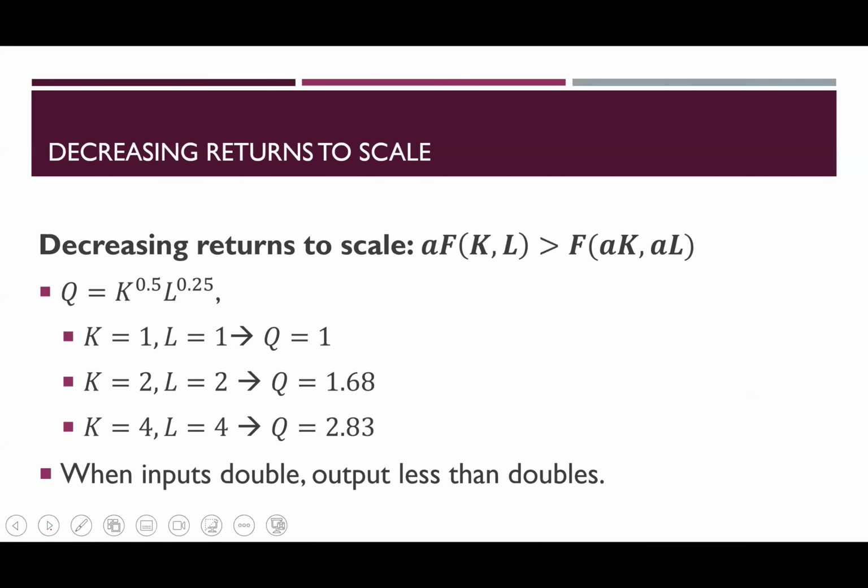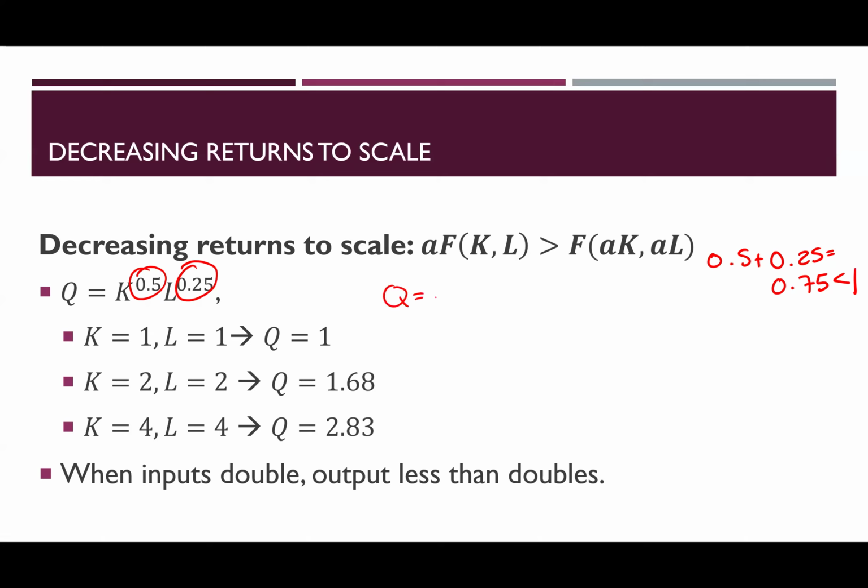Lastly, we're going to look at decreasing returns to scale. We can see that our new production function here has decreasing returns to scale by looking at the sum of those exponents. So 0.5 plus 0.25 is going to give us 0.75, which is less than 1. So we're going to have decreasing returns to scale. So let's see if we do.